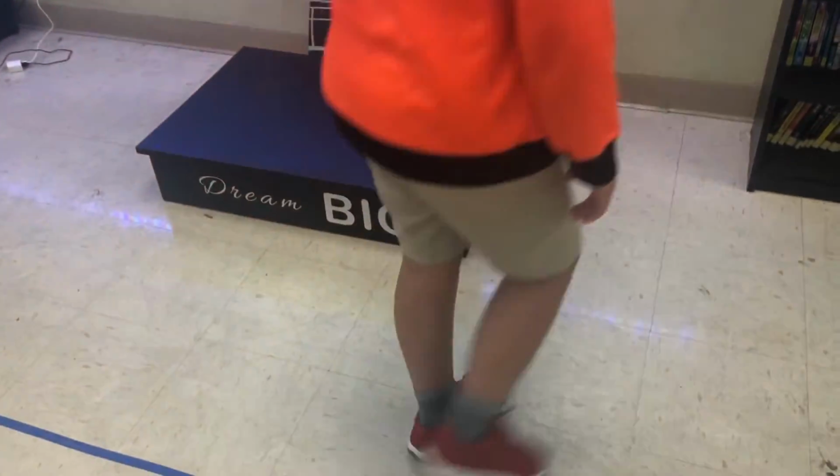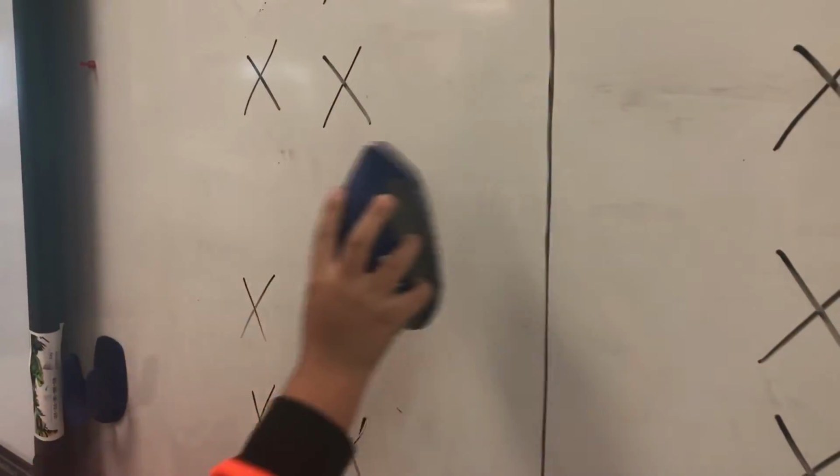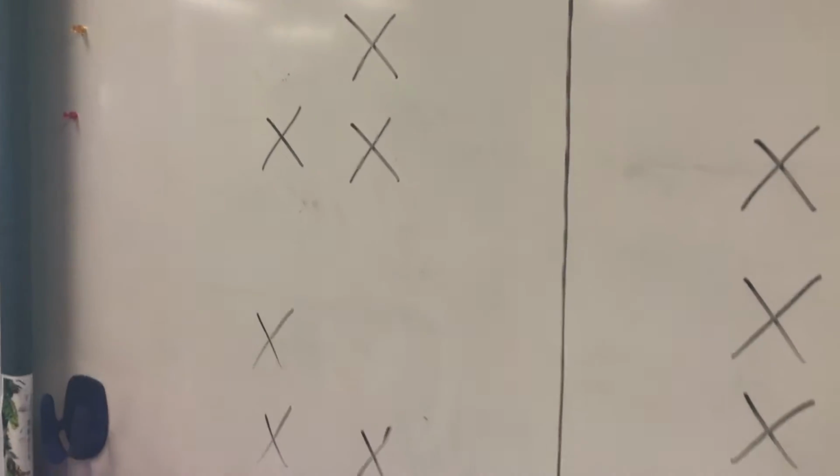And he made it in. So now you get to erase 2 X's. Whoa. So now we have 6 versus 8. We're going to keep playing and we'll see where everybody ends up in the end.